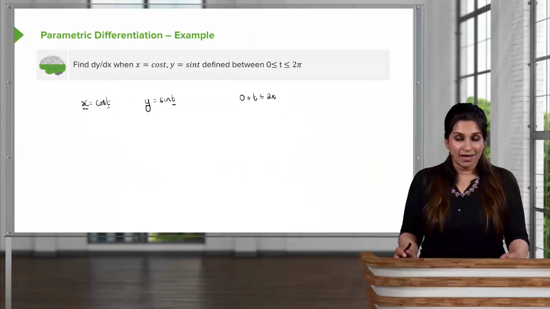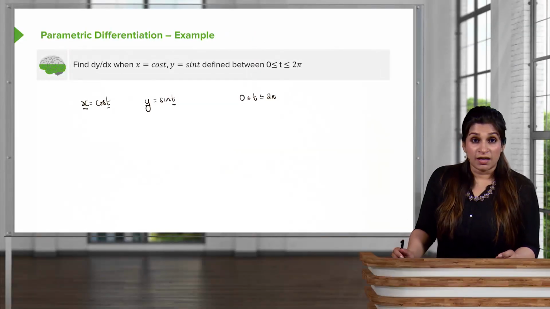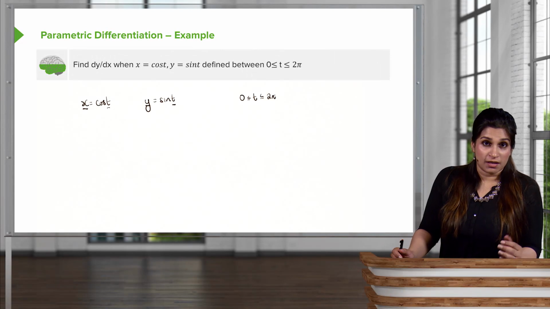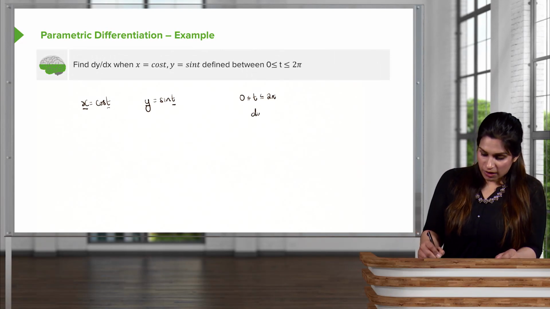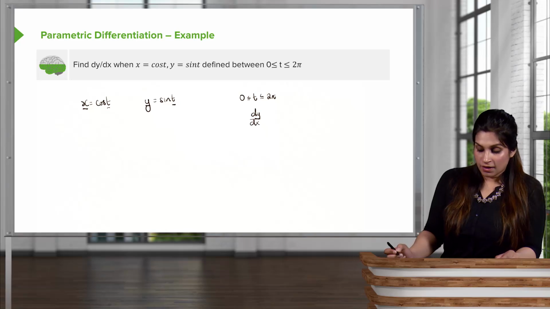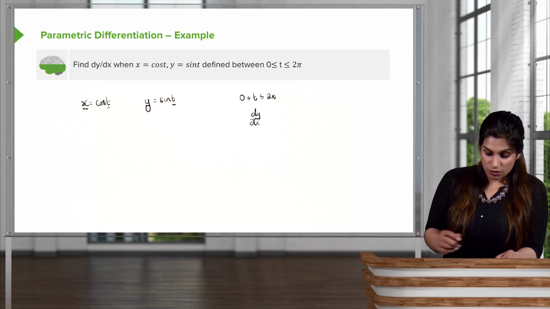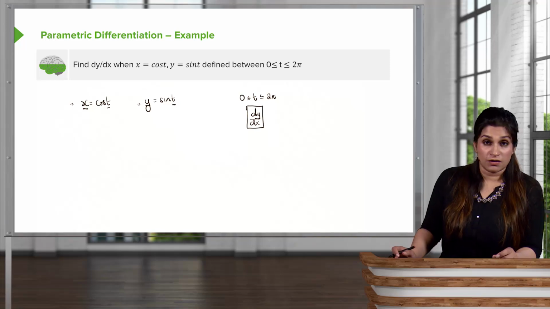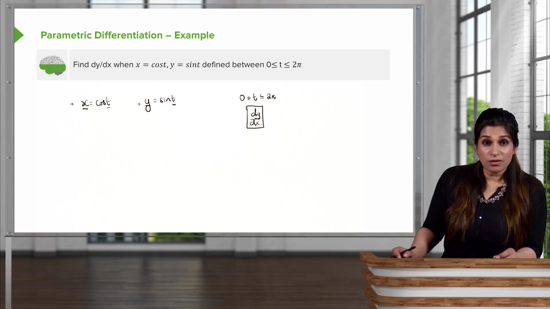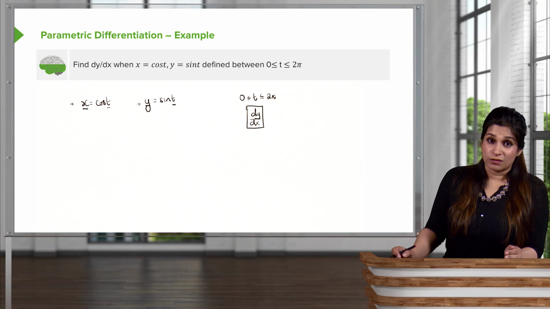Now, remember, if someone asks you to find the gradient or asks you to find the steepness, or m, we are always looking at dy by dx. Now, at the moment, looking at these two equations here, it seems quite impossible to derive this little expression of dy by dx. But as we go through it, you'll see that it's fairly straightforward.